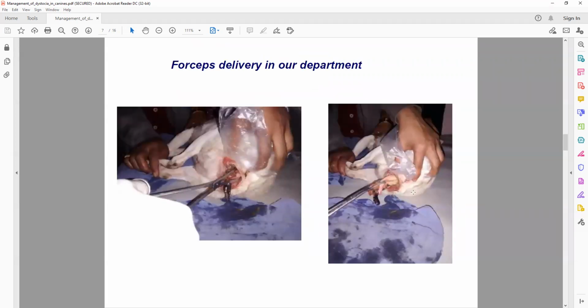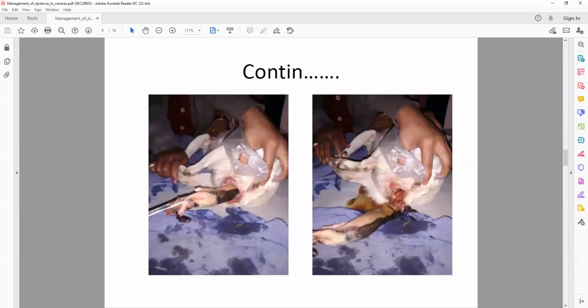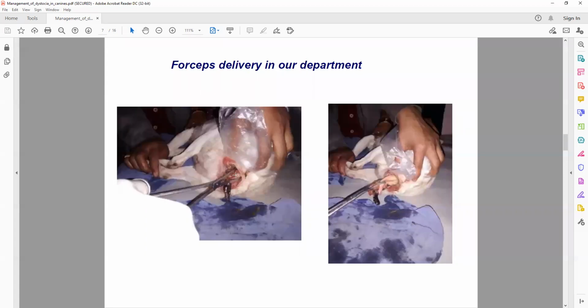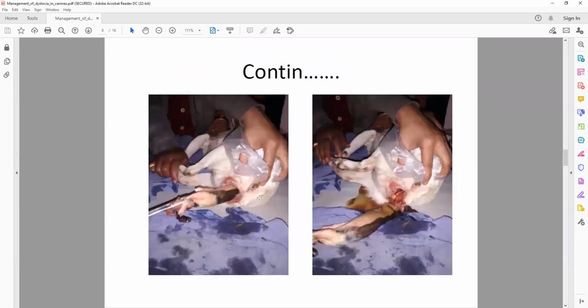Look, these are our own cases. That is how we applied this Hobday forceps, Whelping forceps, or you can use a normal one as well. This is on posterior presentation. We grabbed the hind limb of the fetus and applied simple pressure, traction. Look at this. Then the second position came a little bit forward, and finally the fetus came out.